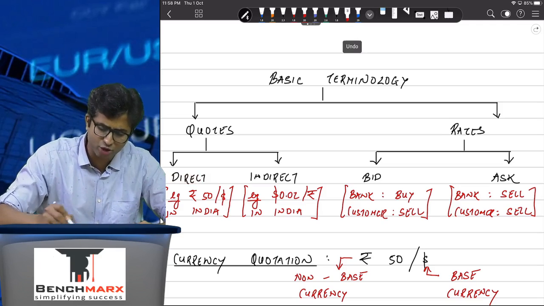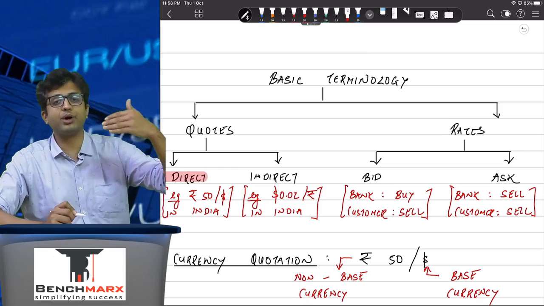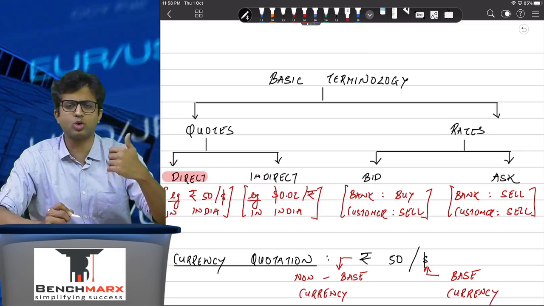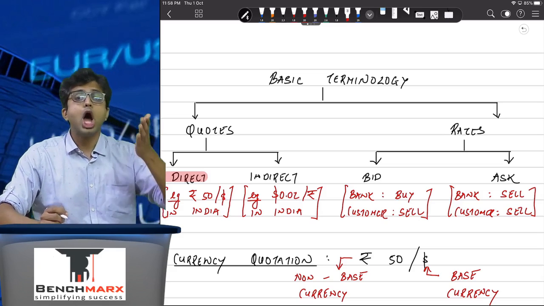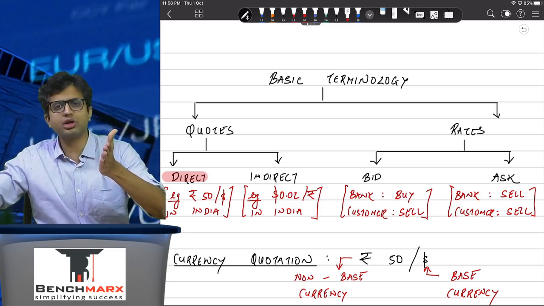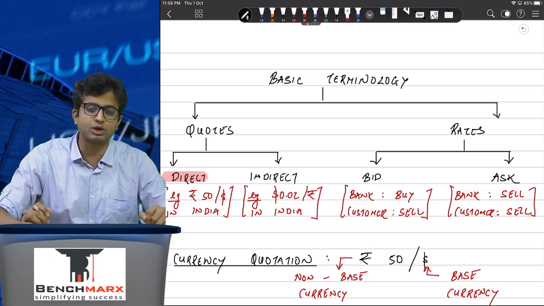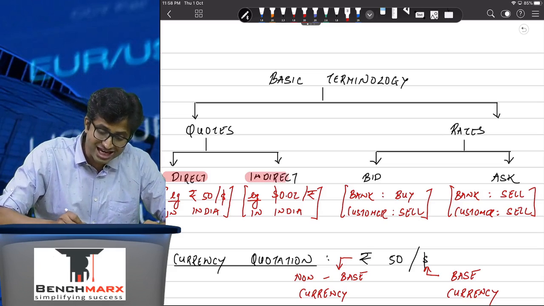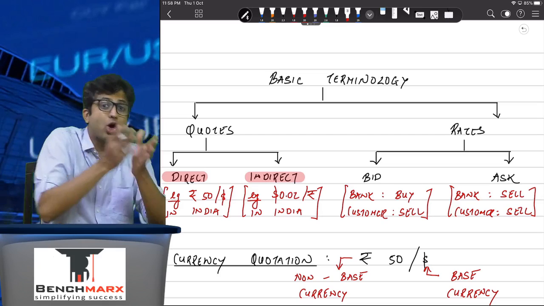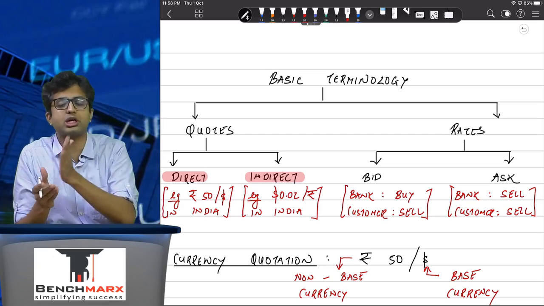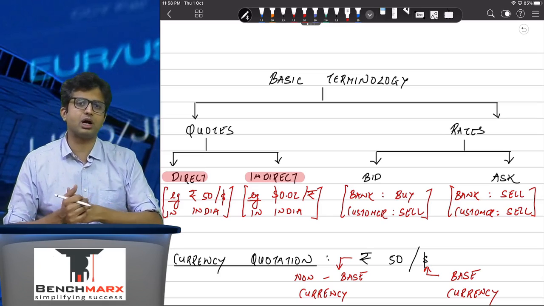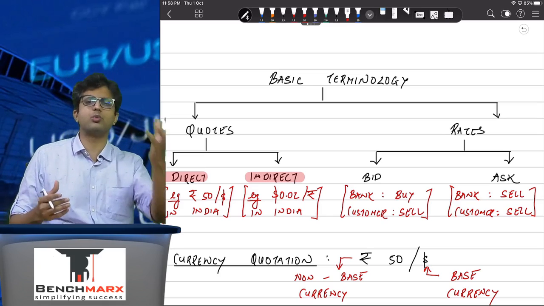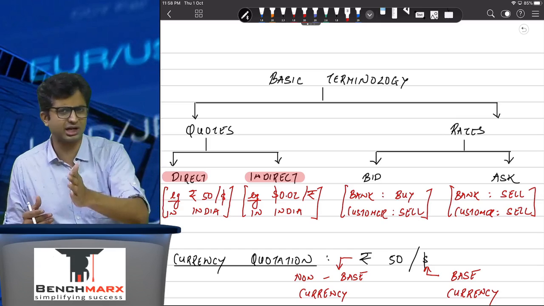Direct quote refers to a quote which is per unit of the foreign currency. So for example, in India, rupees per dollar, that is per unit of the foreign currency, is to be taken as a direct quote. Whereas if in India the rate is quoted as dollar per rupee, that means it is quoted as one unit of the home currency is worth how many units of the foreign currency. So that is the indirect quote.